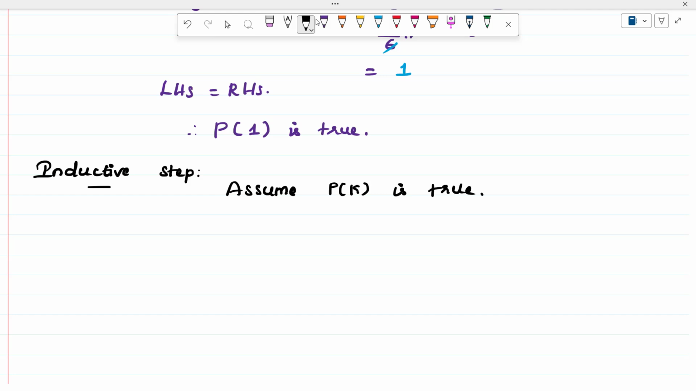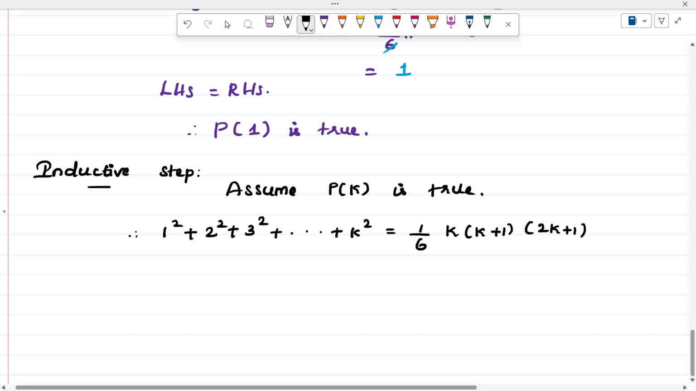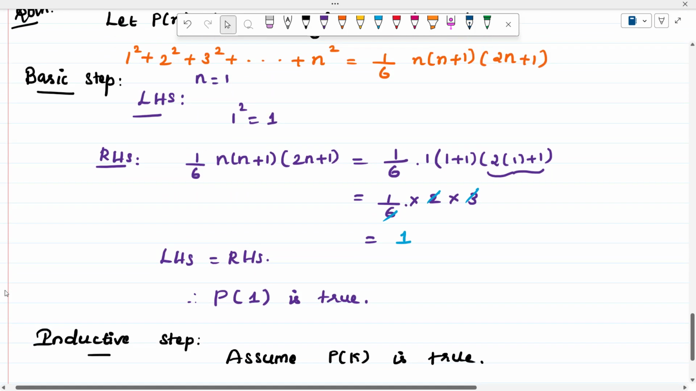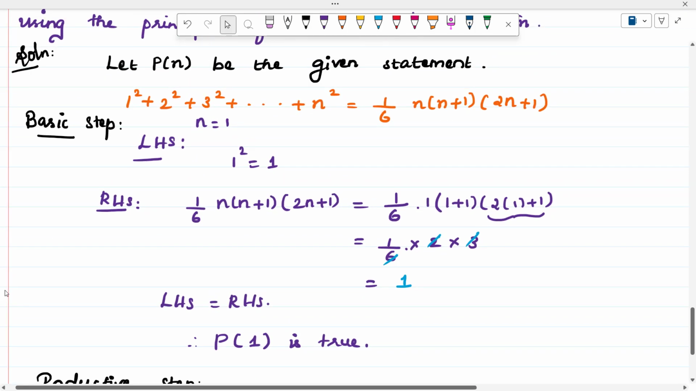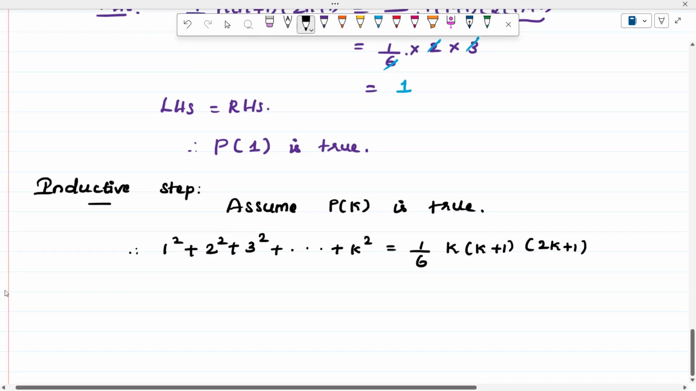Therefore the statement P(k) is 1² + 2² + 3² + ... + k² = (1/6) × k × (k + 1) × (2k + 1). We just replaced n with k. The given statement is in terms of n, so here we have assumed that the given statement is true for n equal to k. Therefore in the place of n we have replaced just k.